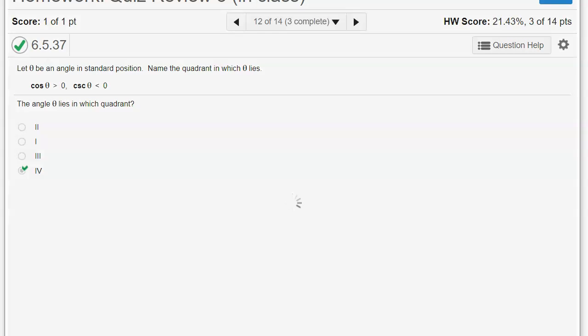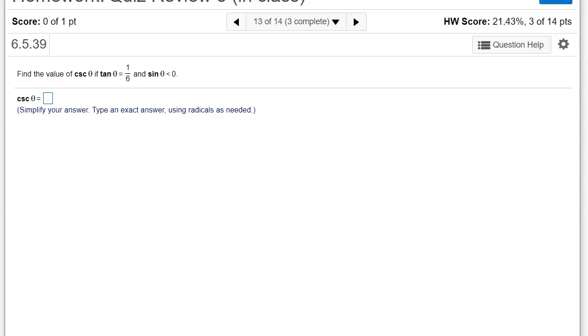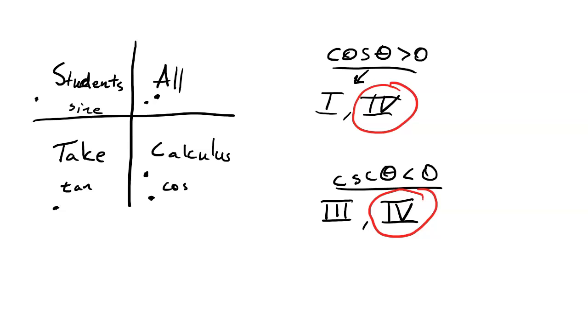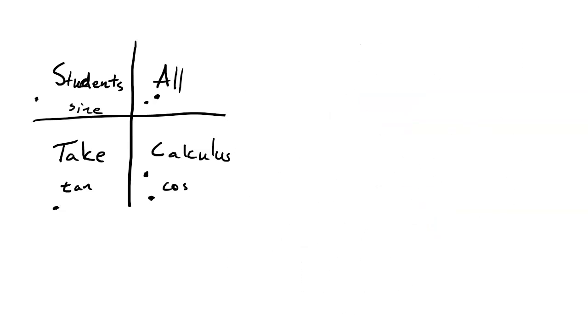Okay. And then we have our last question, which is going to be two conditions, but one of the conditions is telling you the value of a trig function. So in this case, it says find cosecant if tangent is 1/6 and sine is less than 0. So let's look at this. So we have tangent is 1/6 and sine is less than 0. So we already talked about where sine is negative. That's going to be in quadrants 3 and 4.